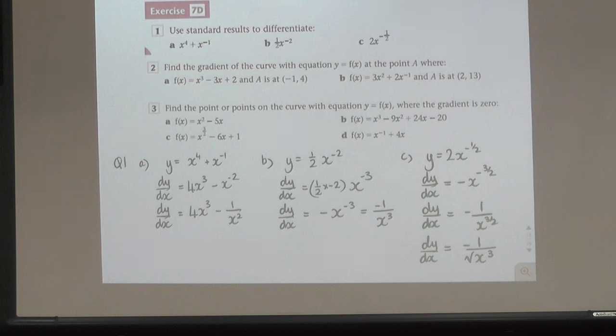And part C was pretty tricky. You're multiplying by minus a half, and then you were taking one away. So minus one, minus a half, take away one is minus 3/2. And then we make that into a positive power by using our laws of indices. And then we put it into the form. So this form here is your substitution form. Okay? In an exam question, it would be okay to just stop at that part there.